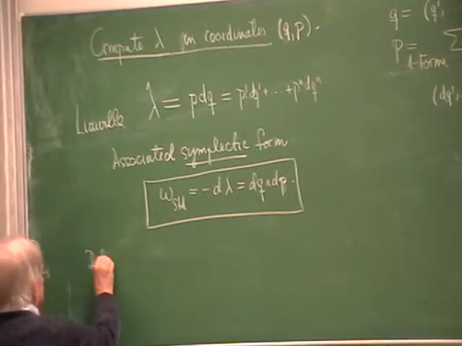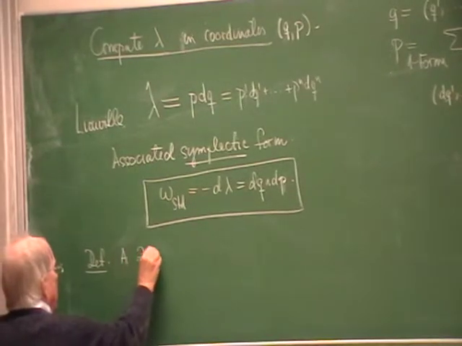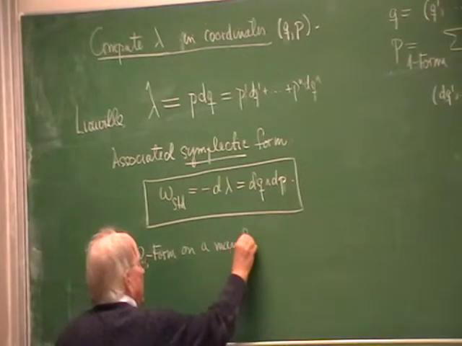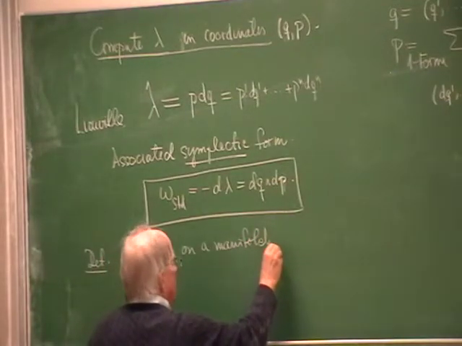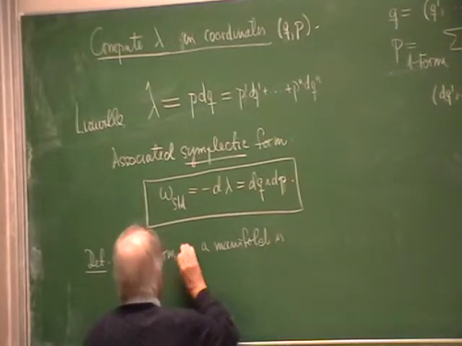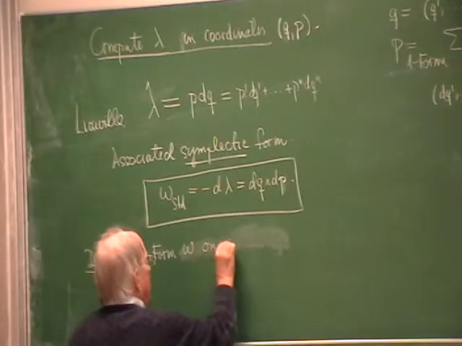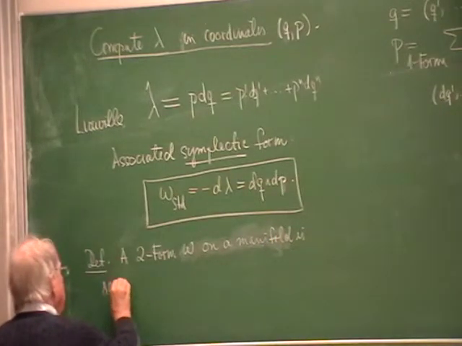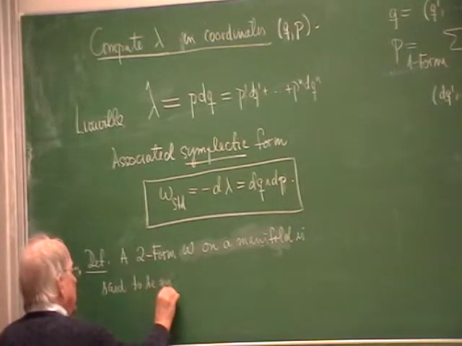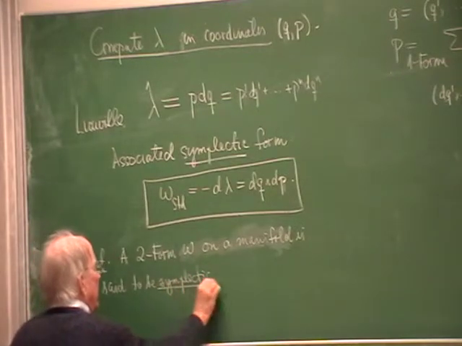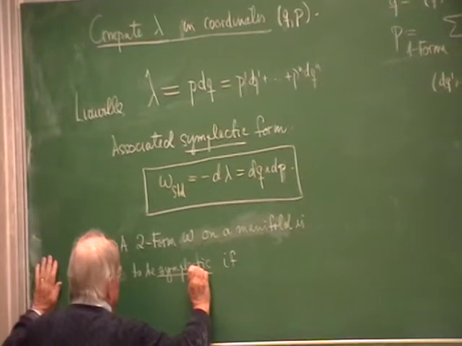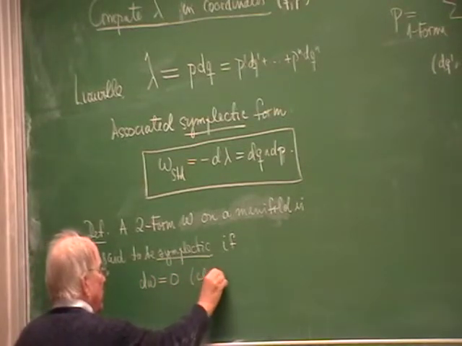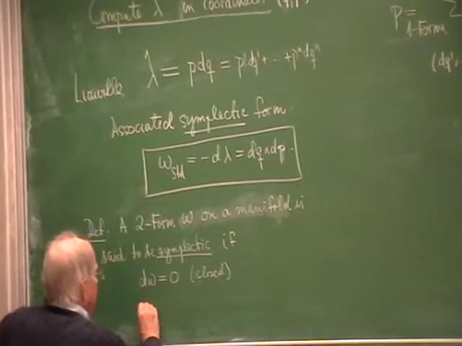Now, definition. A two form, let's call it omega, on a manifold is said to be symplectic if it's closed and non-degenerate.